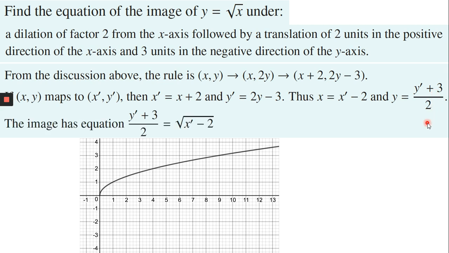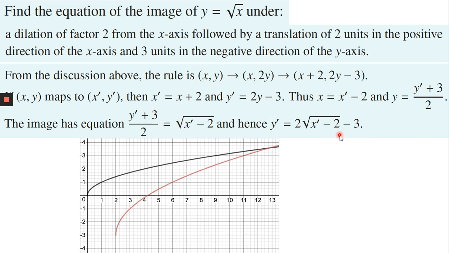Now we substitute back into our equation. So our original equation is y equals root x. So instead of writing y, I write that, y dash plus 3. Instead of writing x, I write x minus 2. So then I do a bit of rearranging. I'm going to have to times it by 2 and then take away 3. Times it by 2 there, take away 3 there. There's the equation.